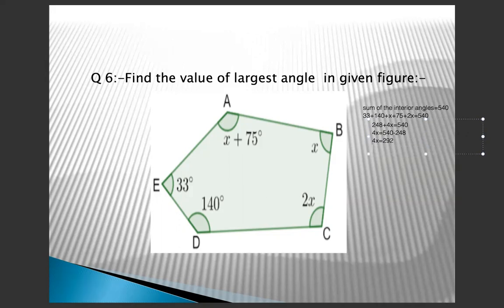and you can then find out the value of x by 292 divided by 4, and the value of x becomes 73. So I have taken out the value of x for you, and you have to find the rest of this question and let me know in the comment box below.